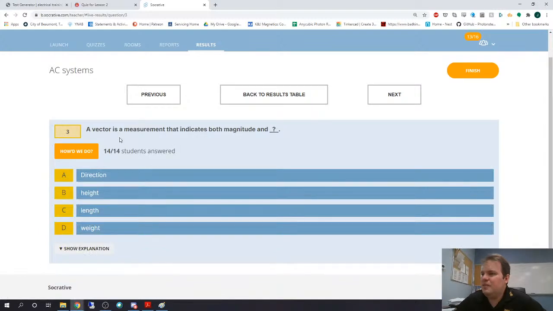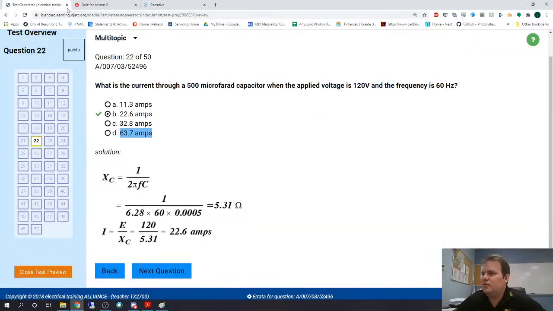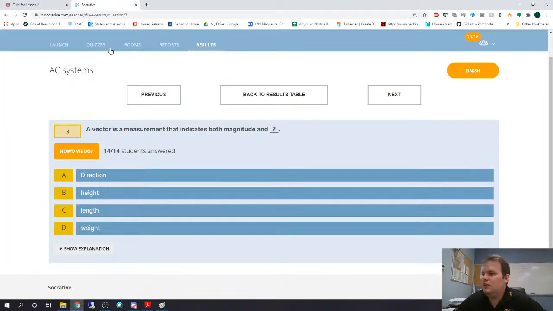A vector is a measurement that indicates both magnitude and direction. It just started coming down outside. All right. Indicates both magnitude and direction.